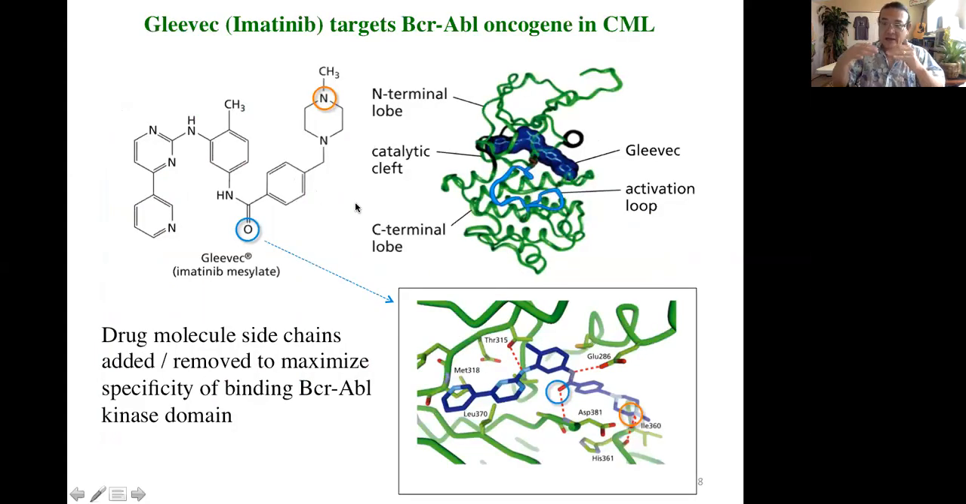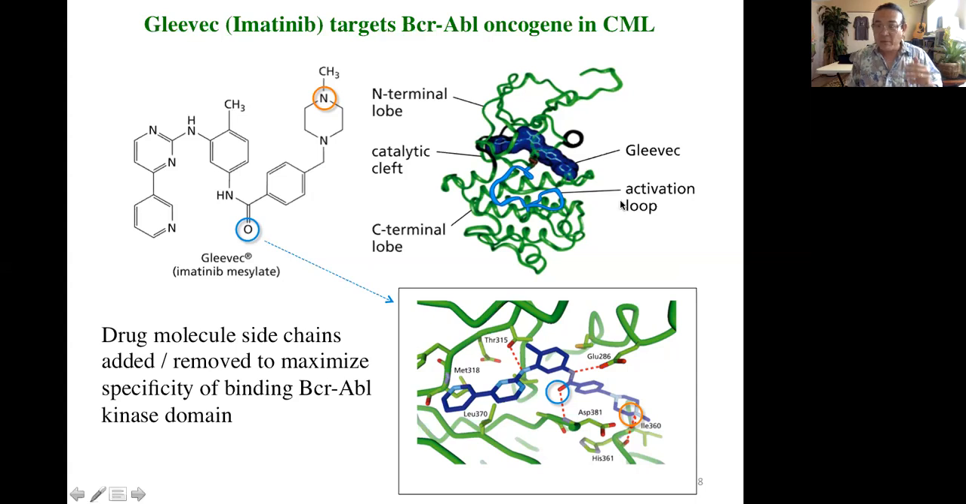If you can design a particular shaped small compound that is very specific in fitting into a target space, now you're talking. This drug, Gleevec, or imatinib, targets the BCR-ABL oncogene that we looked at earlier in the semester. You can see this is the Gleevec compound, right here, this interesting S-shaped multi-ring compound. It fits right into this pocket inside the BCR-ABL oncogene, and it prevents the oncogene from activating.